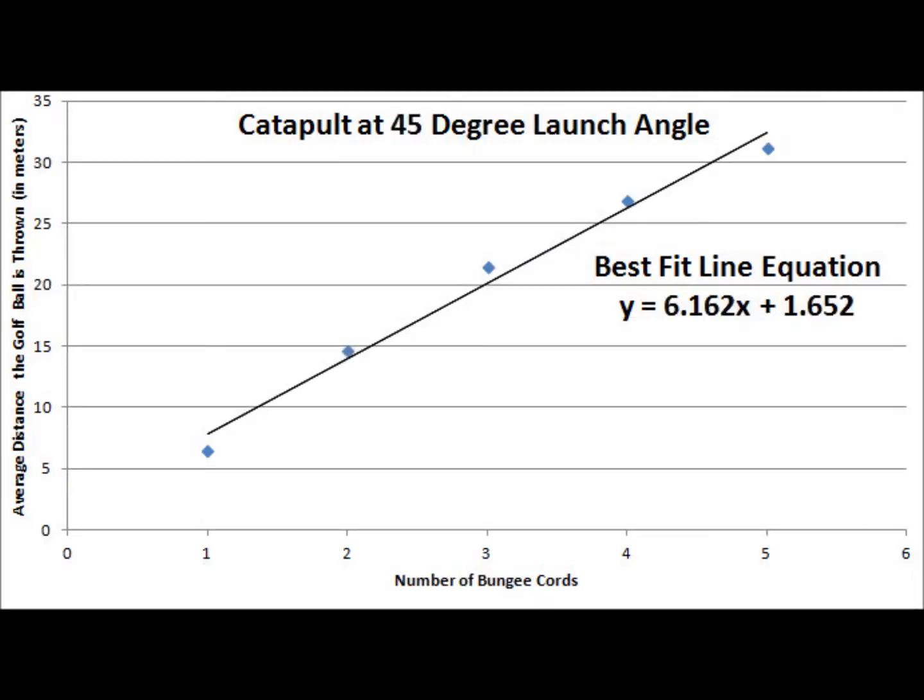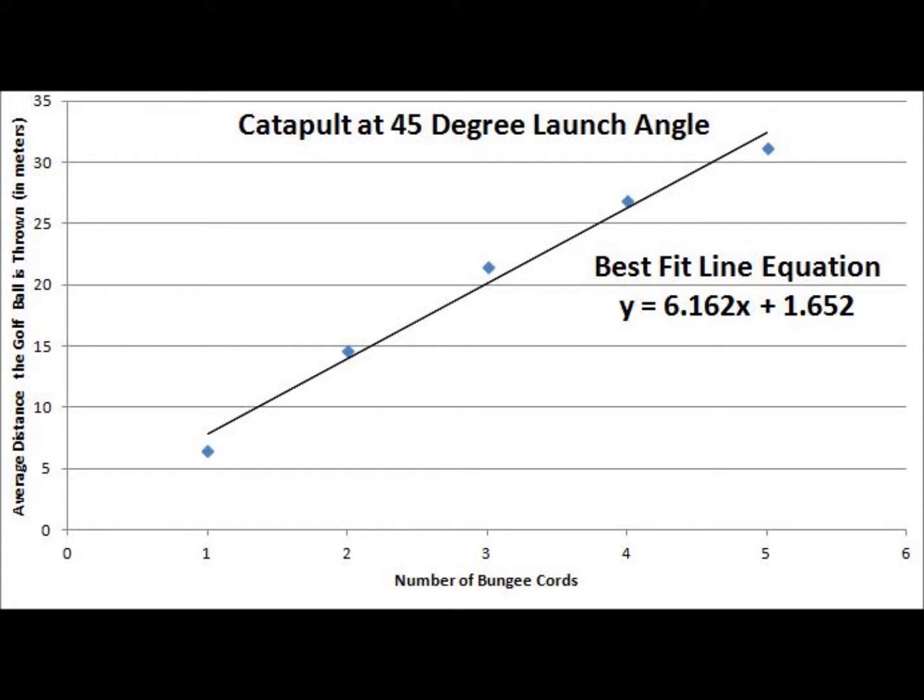This is the graph for the catapult with a 45-degree launch angle. On average, with one bungee cord, the golf ball was launched at 6.47 meters. With 2 bungee cords, the golf ball was launched at 14.68 meters. With 3 bungee cords, it was launched at 21.95 meters. At 4 bungee cords, it was launched at 26.94 meters. And with 5 bungee cords, it was launched at 31.15 meters.